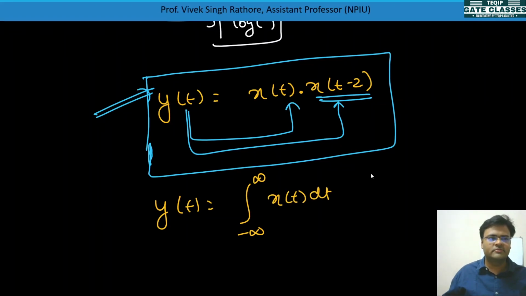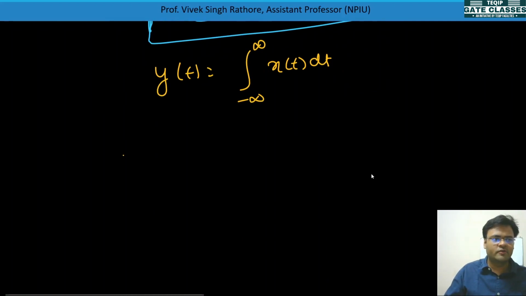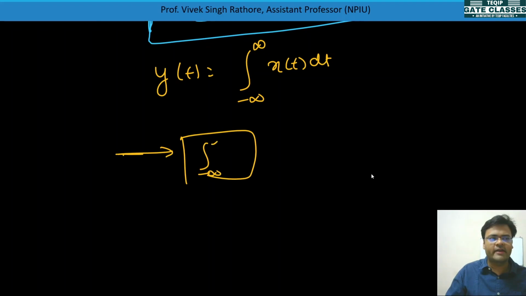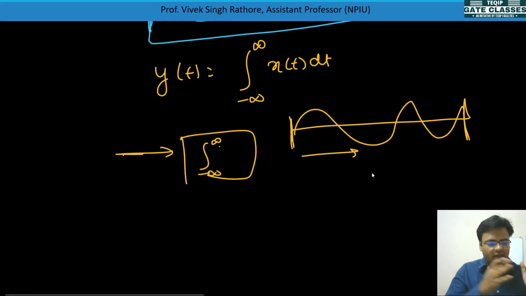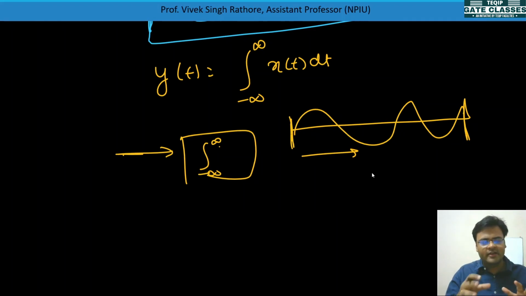So now this system, see what it is doing: whenever the input xt is going in, it is integrating it from minus infinite to infinite. Means whatever xt will be there, it will integrate the values from minus infinite to infinite. Means somewhere, if it is adding something, it should have some memory, na? Then only it will add and it will keep it.